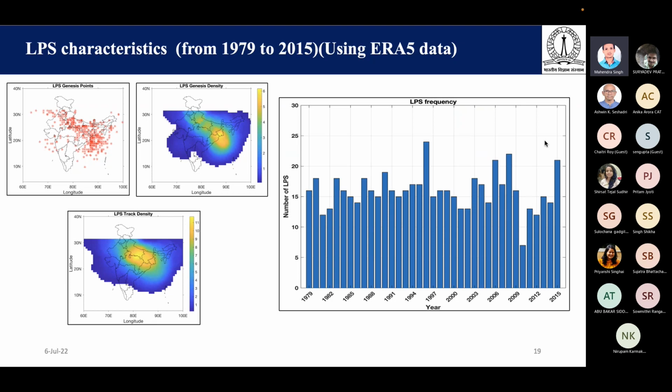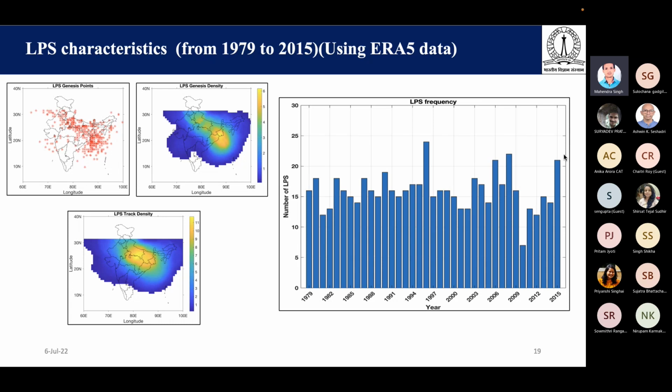So I am trying to reproduce those results using ERA5 data with that tracking algorithm. I also calculated the genesis density, which is quite similar to that calculated by ATUGC using ERA interim data, and I also calculated the track density, which is quite similar, and I also plotted the frequency, which is not that consistent as compared to the ERA interim.